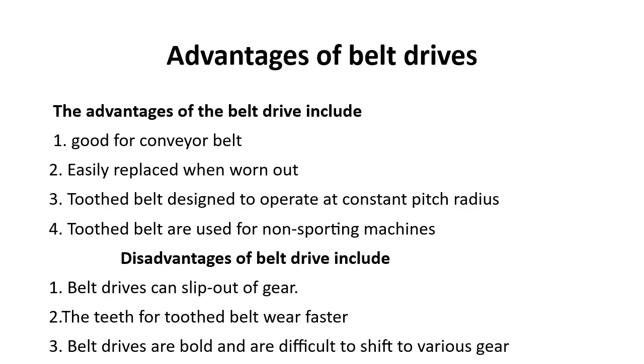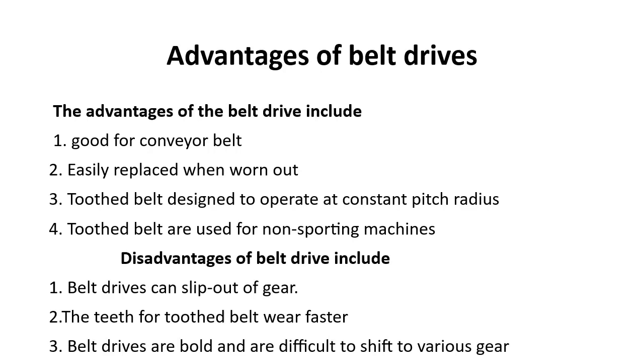3, toothed belts designed to operate at constant pitch radius. Yes, one of the advantages of the belt drive is that the toothed belts have some pitch which is at constant radius. So we now see that if this belt is being used, some of the operations could be carried out at their constant pitch radius. Then the next advantage of the belt drive is that the toothed belts are used for non-sporting machines. They are used for non-sporting machines.